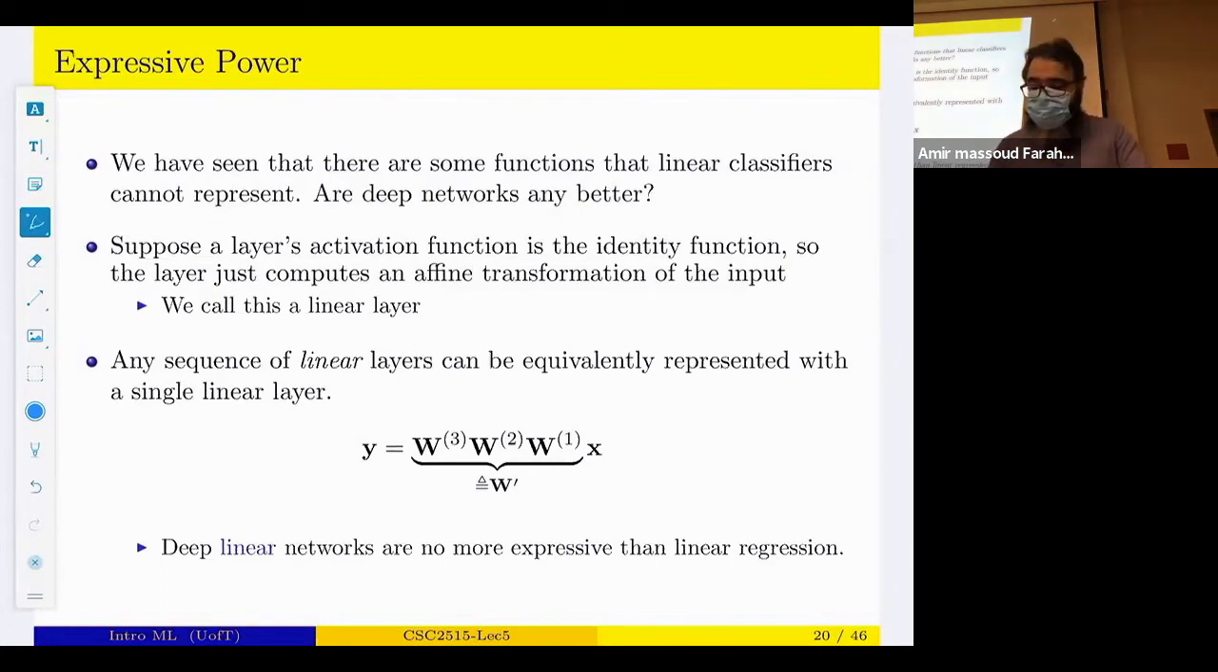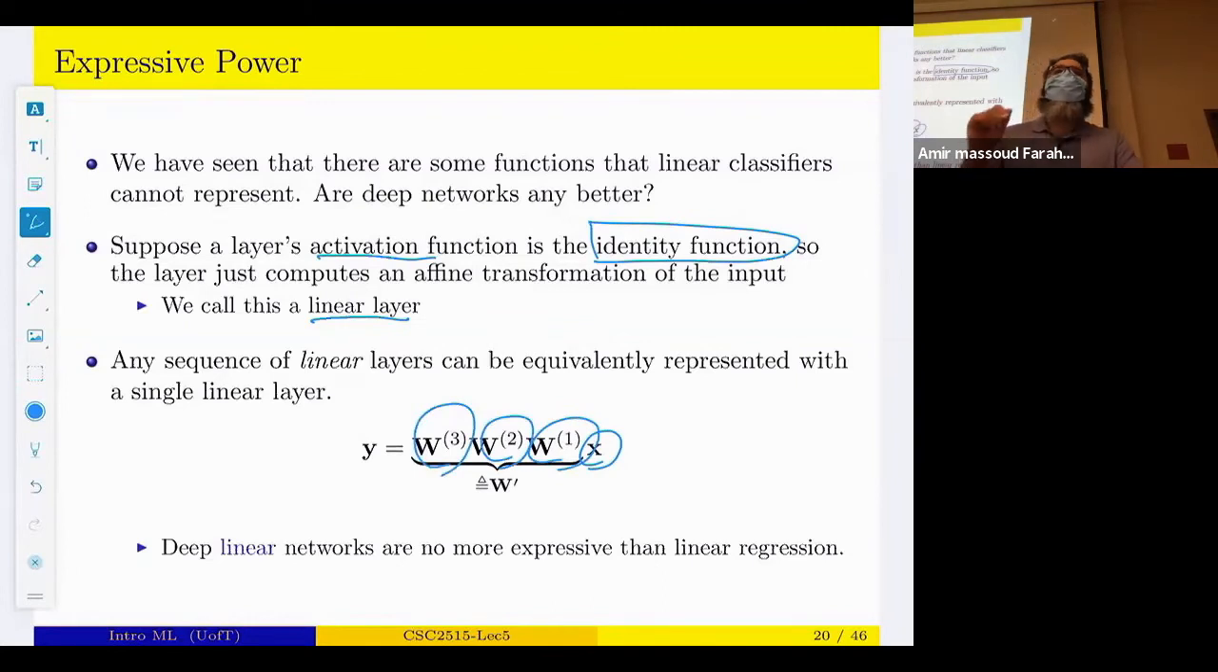Let's start with a simple case. Suppose we have a neural network with multiple layers, but each layer's activation function is just the identity function. Each layer takes an input, multiplies it by some weight, and the output is exactly the result of that multiplication. So there is no nonlinearity. These are linear layers, and the result would be X multiplied by W1, W2, W3, and so on.